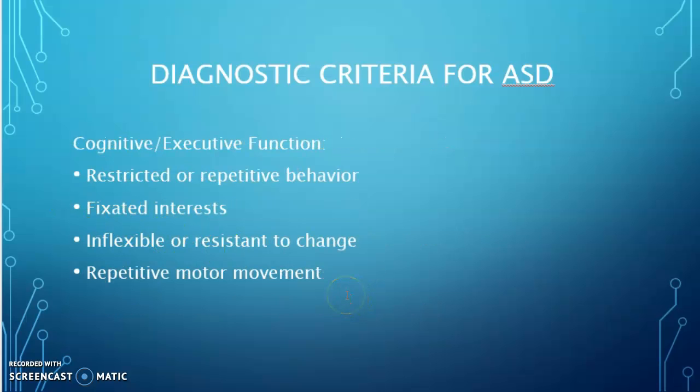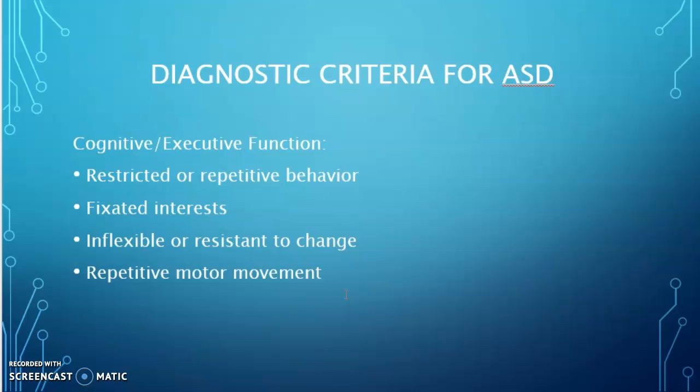The second and third are cognitive and executive function deficits. These are evidenced by restricted or repetitive behaviors and fixated interest on things such as obsessing over video games or art, or placing objects or toys in a certain position.